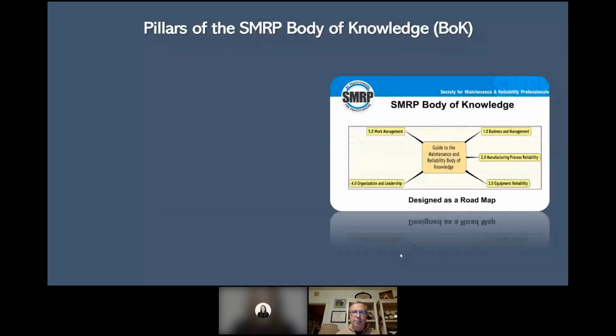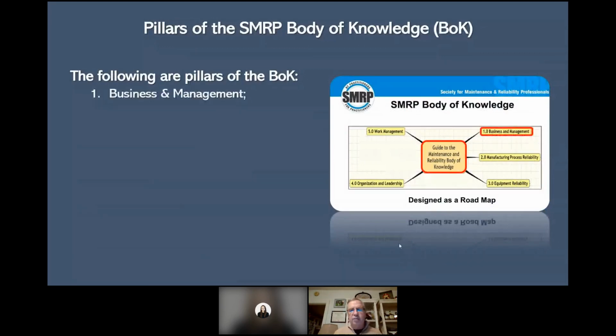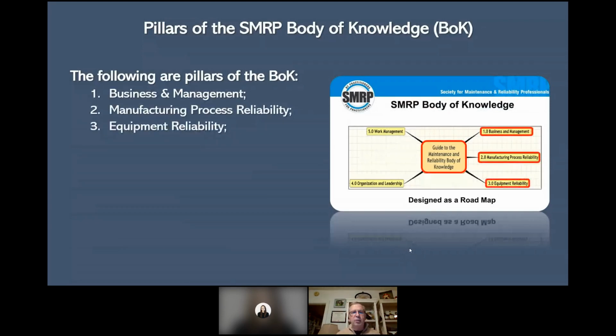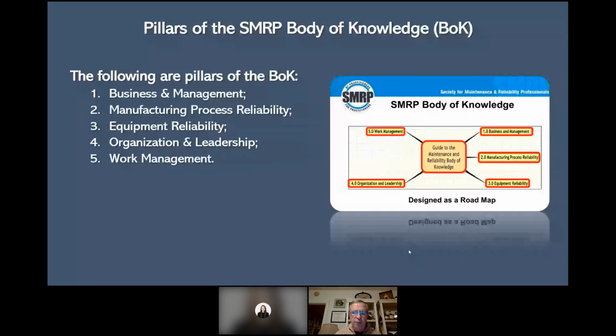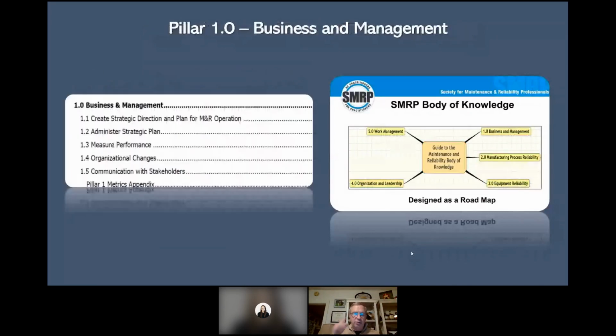So these are the 5 pillars, all this stuff we talked about, okay? This is the design of the roadmap, okay? So we got business and management. We got manufacturing process reliability. We got equipment reliability. We got organization and leadership and work management. That's the 5 pillars. So pillar 1, business and management, talks about, if you become a member of SMRP and you download the body of knowledge, these are the things that you see. Okay, the 5 pillars. So number 1, business and management.